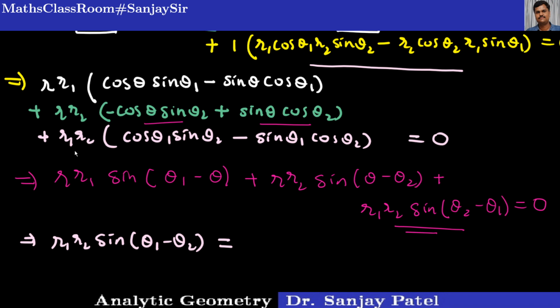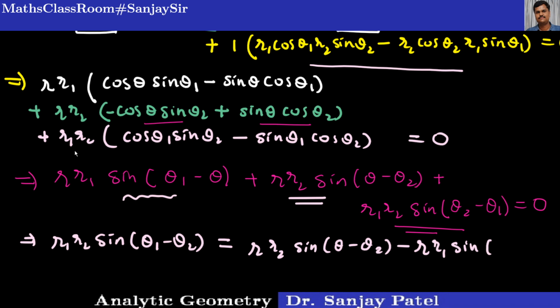here, what I want to do is write this term first, say r into r2 sine of theta minus theta 2, okay? And in this term, I want to take the minus sign outside of this sine function or outside of this bracket. So I can write minus r into r1 of sine of theta minus theta 1. You understand this? Now everything is fine.